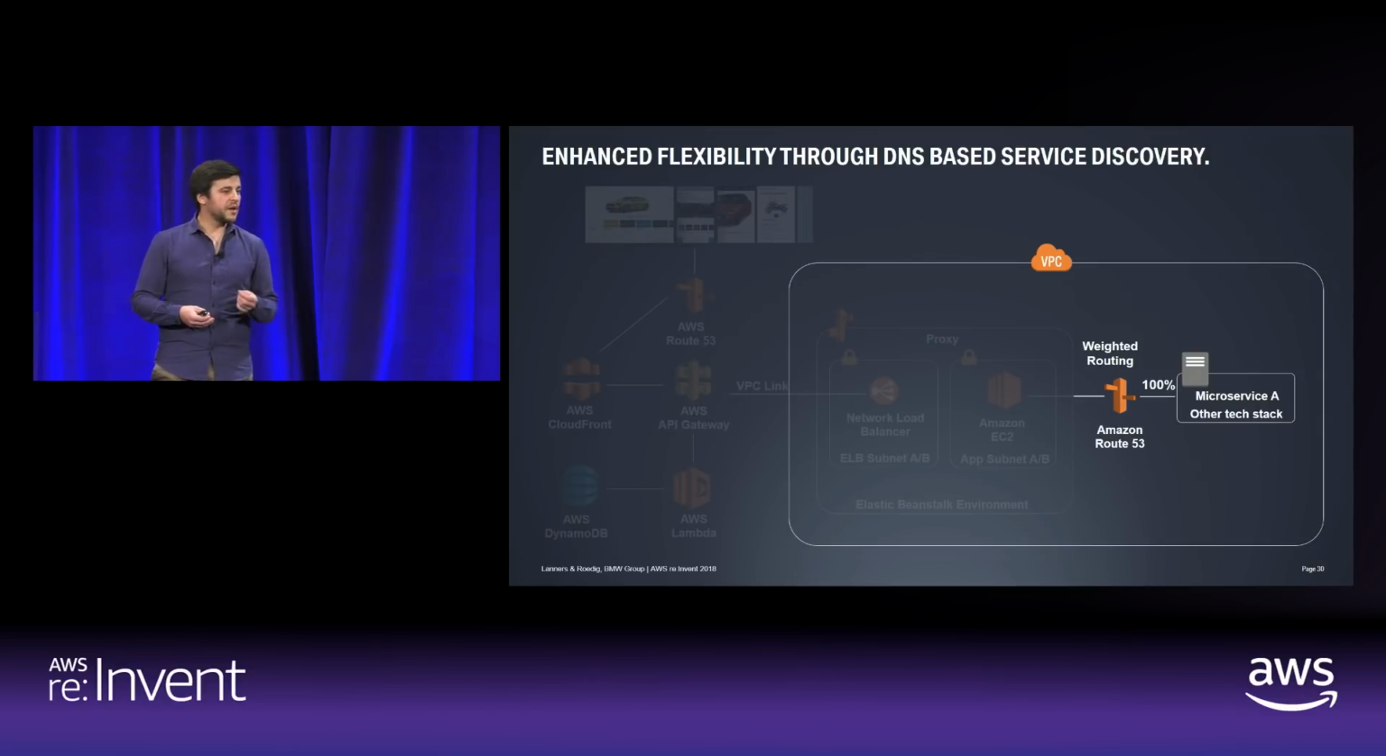In the fast-moving tech world, for us, it's important to build architectures which are easy to change. And Route 53 gives us here a lot of flexibility.